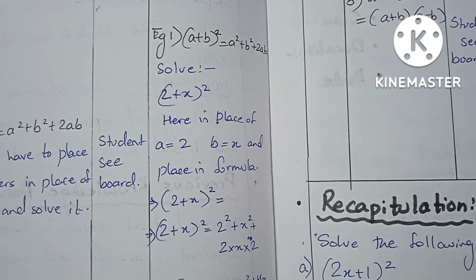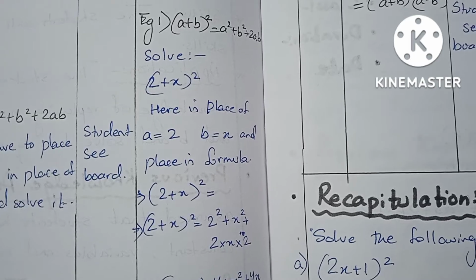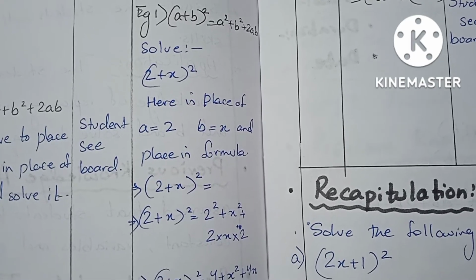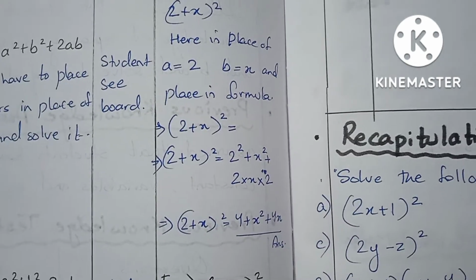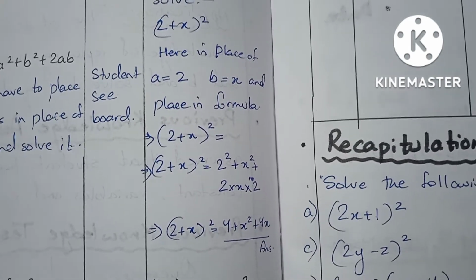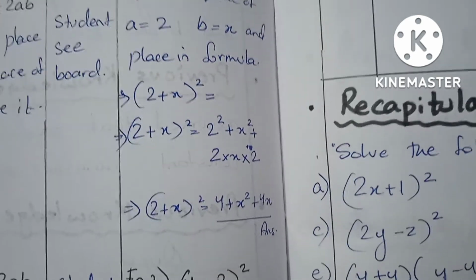She tells them the example: (2 + x)². Over here teacher explains that in place of a we are going to take 2, and in place of b we are going to put x in the formula. Then she replaces everything in the formula, a is replaced by 2 and b is replaced by x, and the following answer is got.